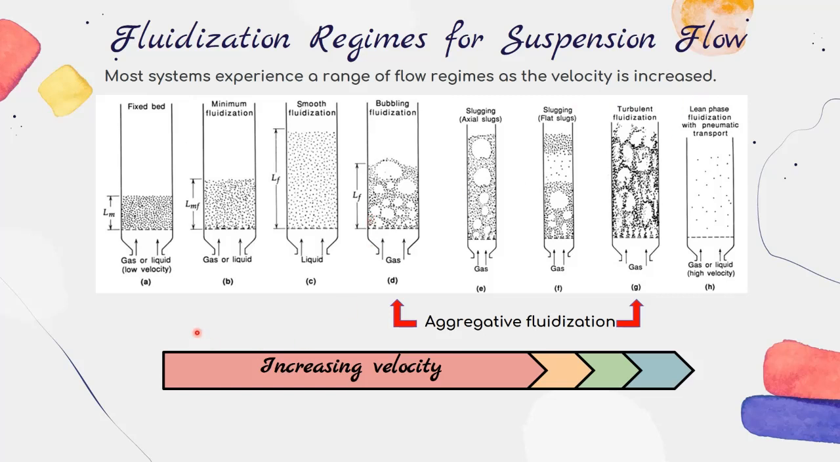So, as you can see here, the pictures of fluidization regimes. The velocity increases from left to right, where the most left one is the lowest velocity, and the most right one here is the highest velocity. And for bubbling, slugging, and turbulent, it is aggregative fluidization, which means that the reactant is gas and the bed will be non-uniform. Why? Because gas will form bubbles in the bed, so the expansion will be non-uniform.